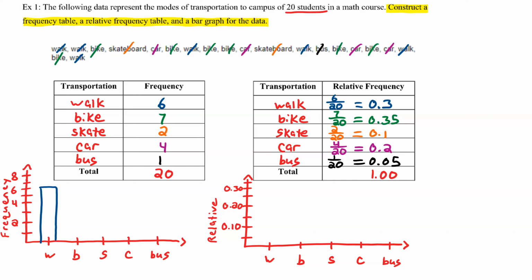We have biking. That one had a frequency of 7. Skateboarding had a frequency of 2. Okay, and so notice with this, the bars are not going to be touching. Car, 4 people said they drive a car, and 1 person said they take the bus.